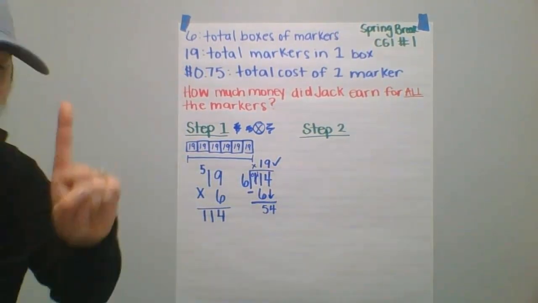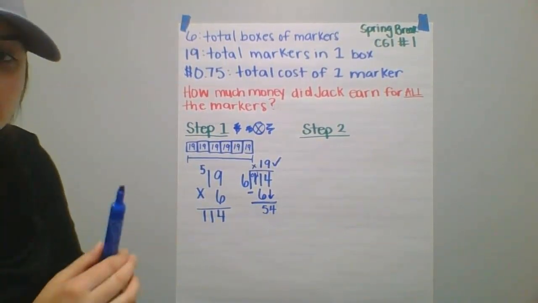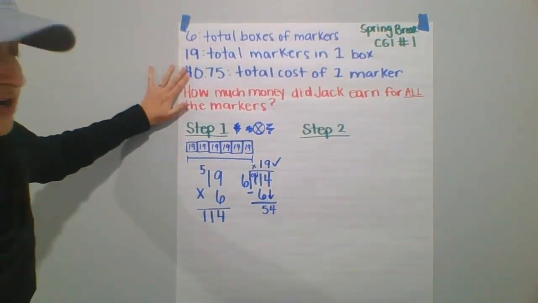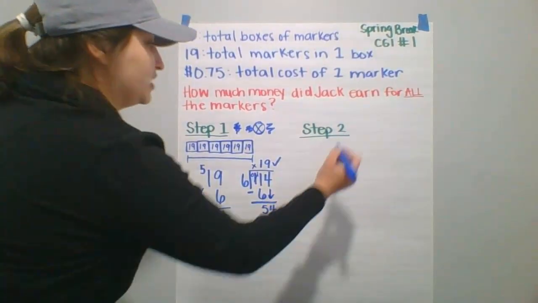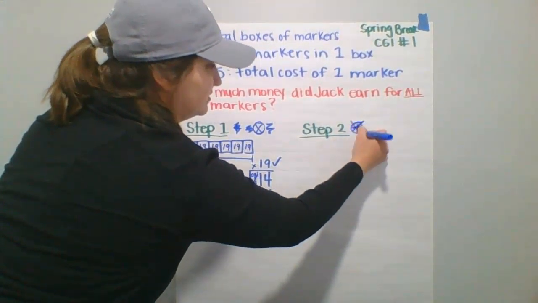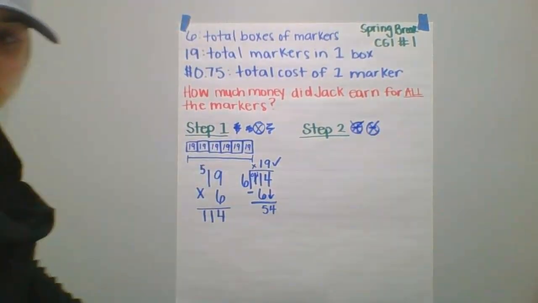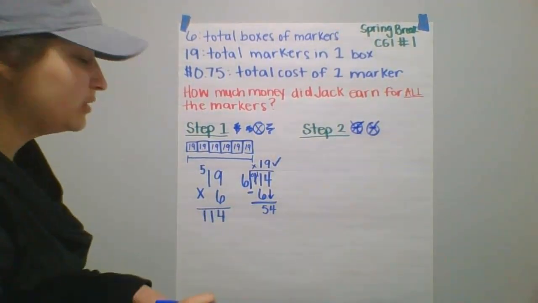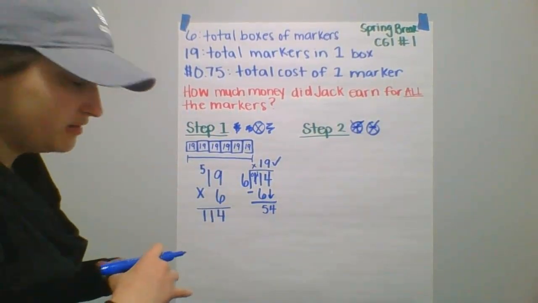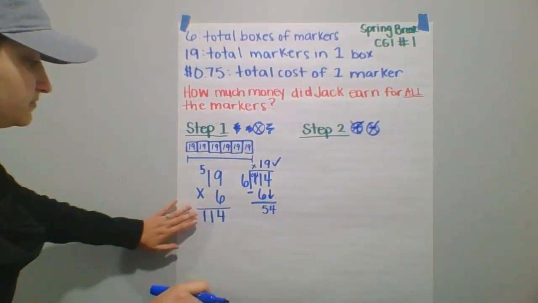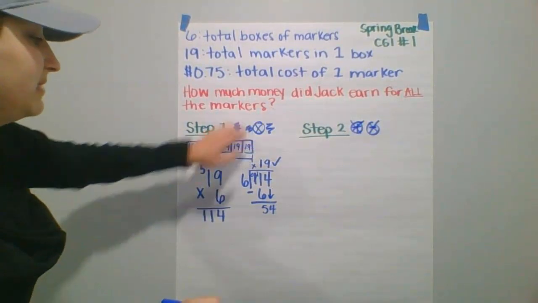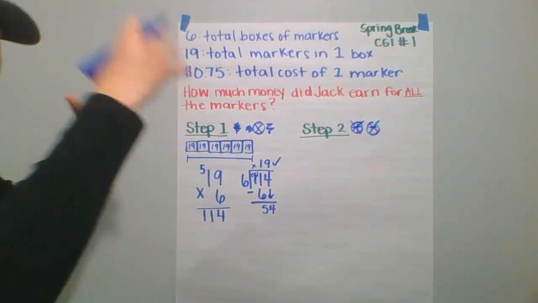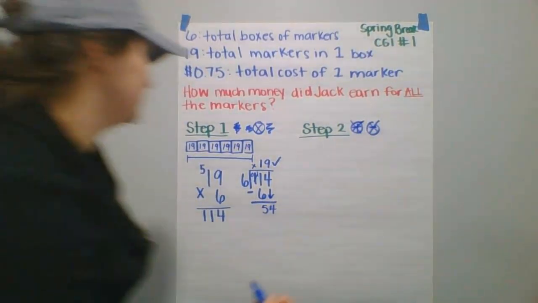Each marker, so one marker, if we have 114 of these, each one is going to cost 75 cents. So we have 2 different quantities. We have markers and we have money. So again, we know we cannot do addition and we cannot do subtraction because our units are different. So we want to think, do we want our answer to get bigger or smaller? We have multiplication and division left. If we want to figure out that total amount of money that he's going to make off 114 markers, we want to see an answer get bigger, which means we want to multiply.